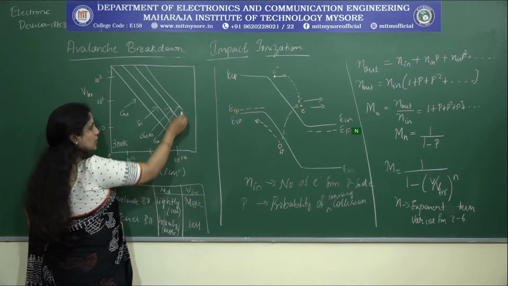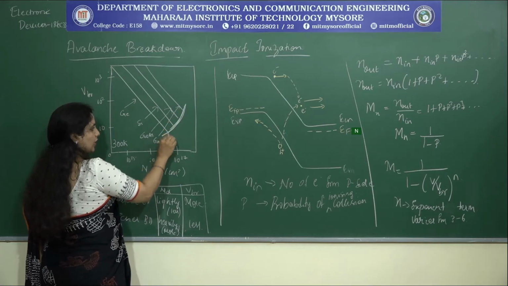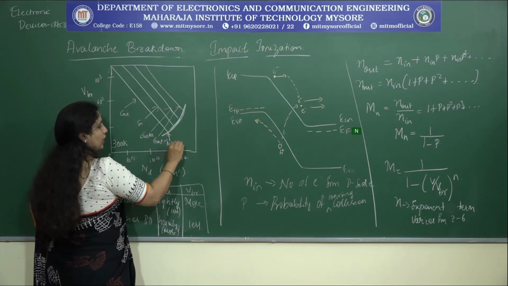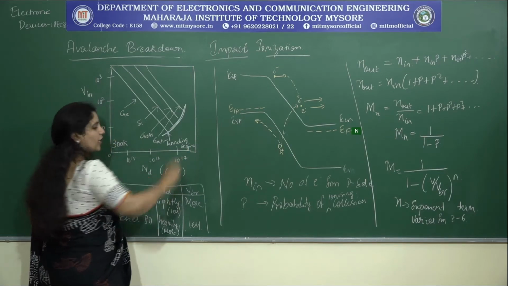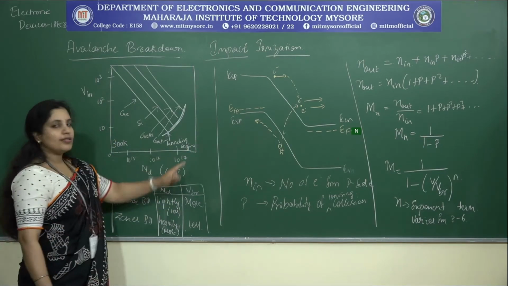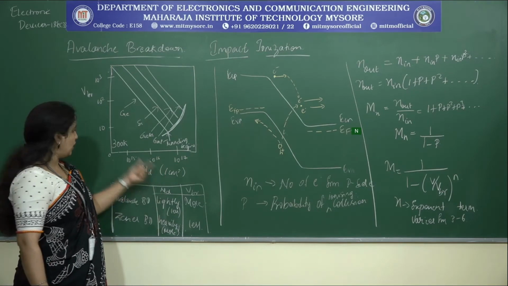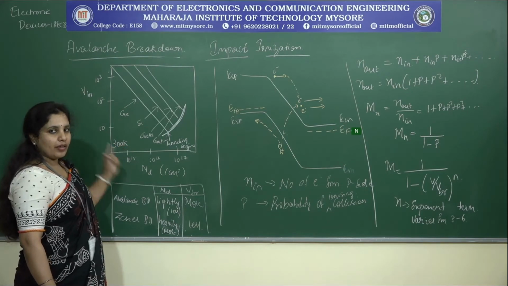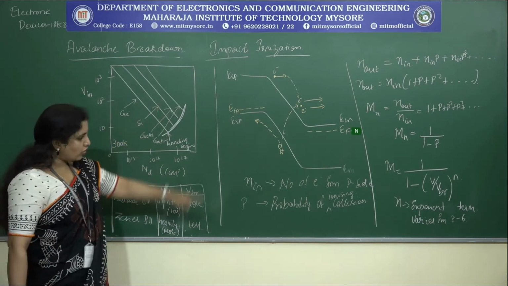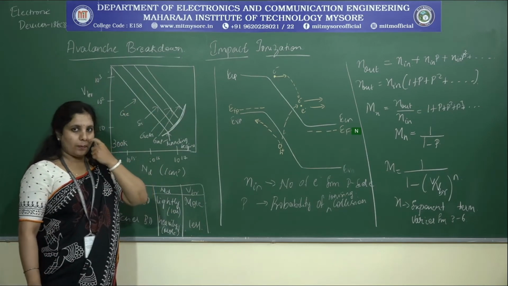So after it reaches certain doping, I'll write a curve like this, which indicates that the electron tunneling begins, which indicates the Zener breakdown starts happening. This is with respect to ND. Done? And then I consider the temperature to be at 300 Kelvin. So these are all the aspects that you have to cover under avalanche breakdown.